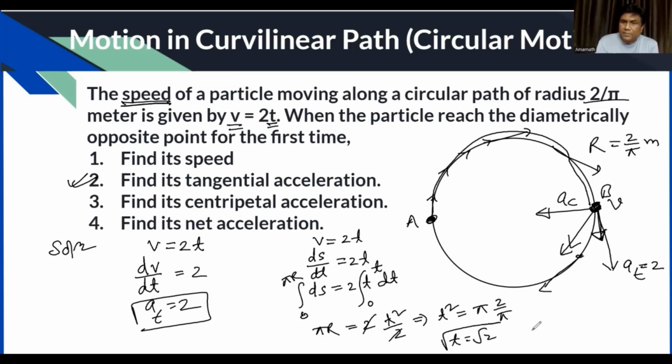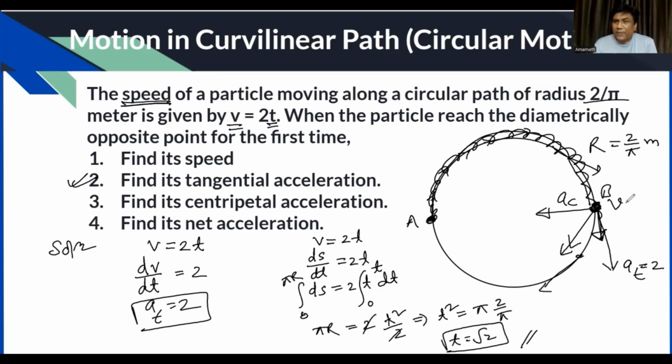So what does it mean? It means the particle takes root 2 seconds going from A to B. From A to B, the particle takes root 2 seconds. You see, V equals 2 into T. V means ds by dt. Speed is always distance by time. Na? ds by dt. So now you see.